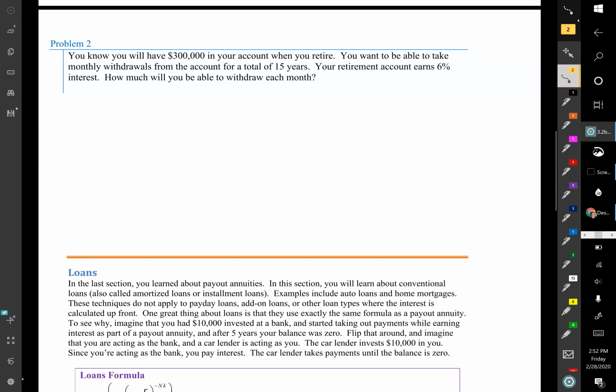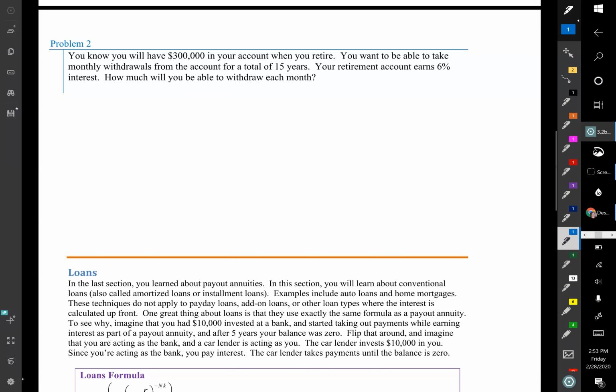You want to be able to take monthly withdrawals from the account for a total of 15 years. Your retirement account earns 6% interest, compounded monthly because you're doing monthly withdrawals. How much will you be able to withdraw each month? So let's go ahead and fill in all the info that we need, or that we're given, I should say.